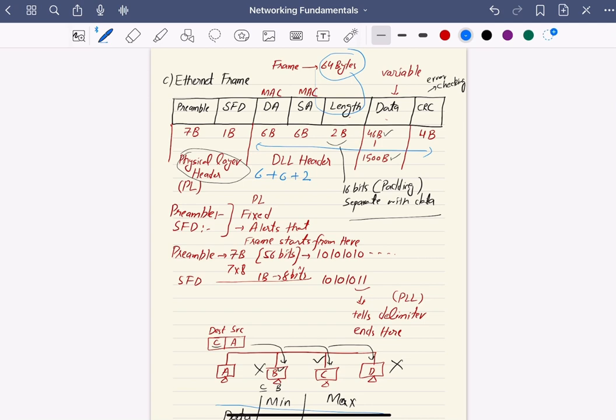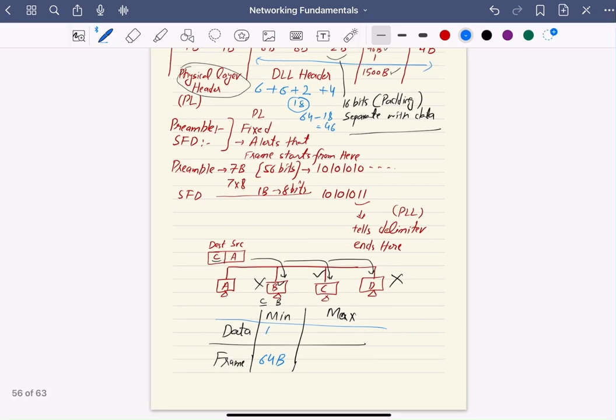Let's say we don't have data, we want to calculate that, plus 4. So 12, 14, 18. So it makes 18. So 64, which is the minimum length, minus 18 makes 46. So this is where the 46 bytes of data comes from. So if you want to send a frame, this should be 46 bytes.